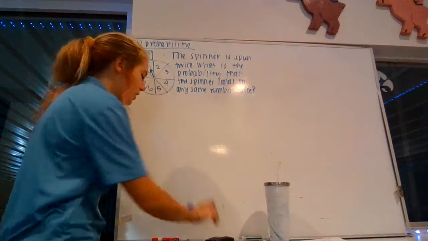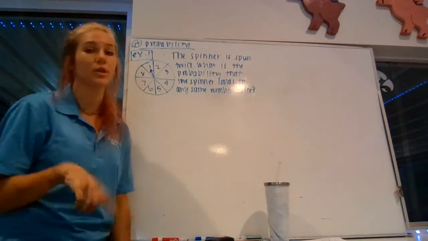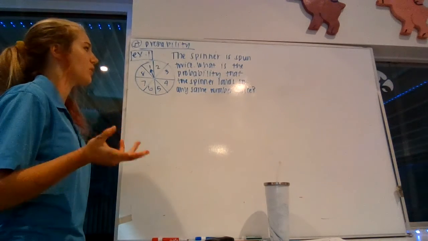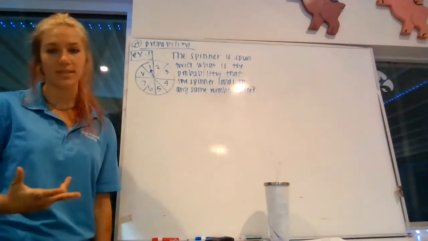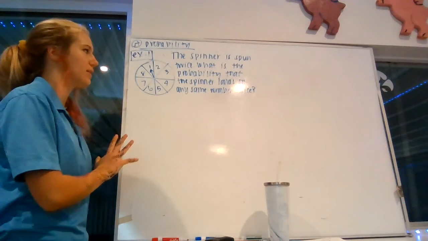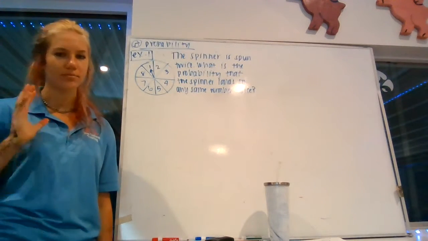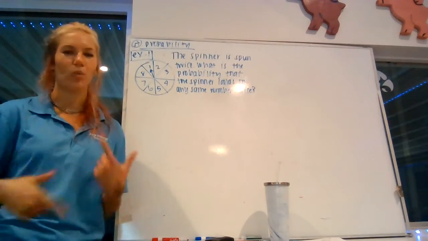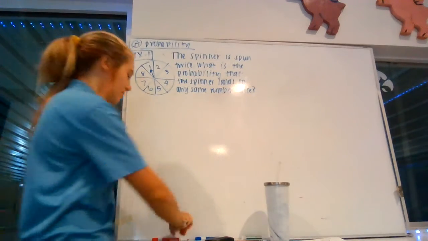Okay, so for this problem, similar setup to last time, the spinner is going to be spun twice, but this time it's asking what is the probability that the spinner lands on any same number twice? So the way that I'm going to explain this problem and my thought process behind it is I'm just going to give you guys the answer and then work backwards and explain why that makes sense.